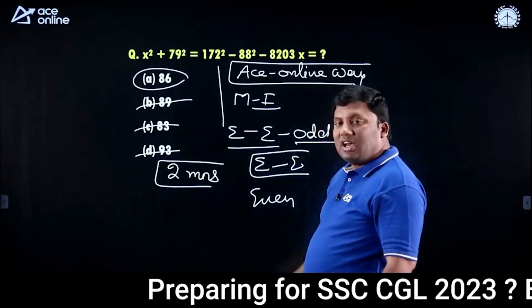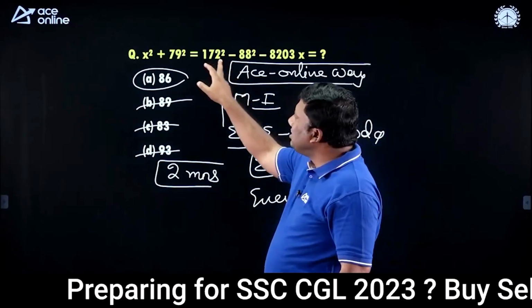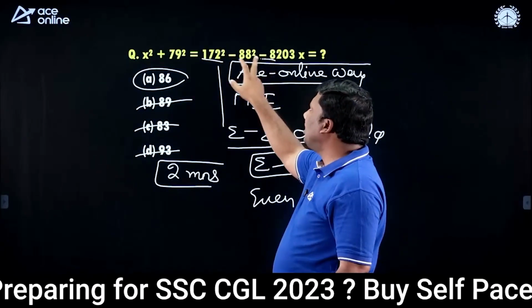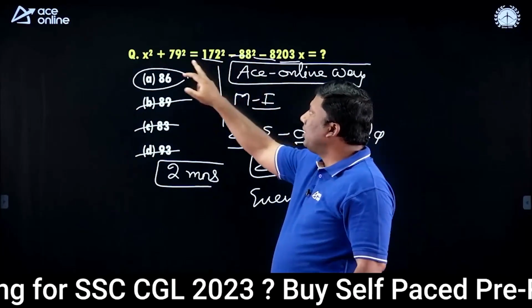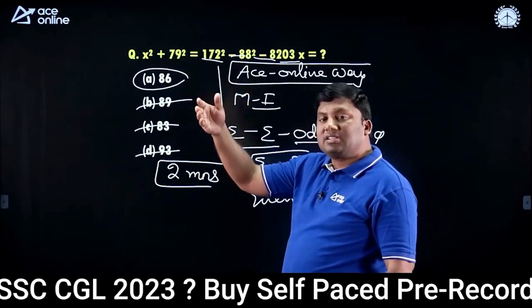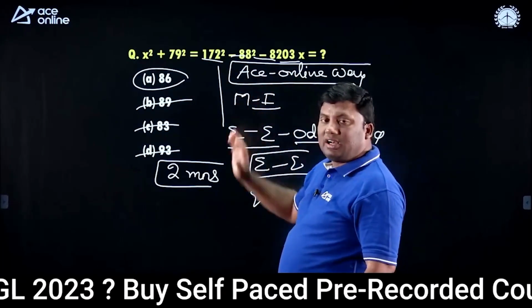Answer is 86. Sir, how did you solve it? It is an even number, it is an even number, it is an odd number. The odd number comes to the right side, and odd plus odd is even.